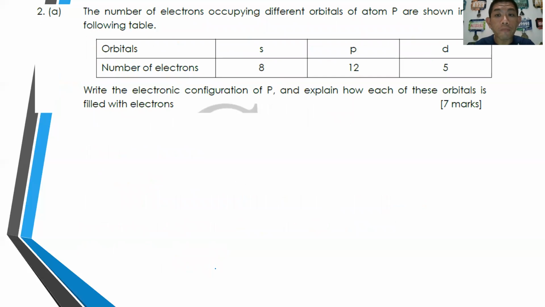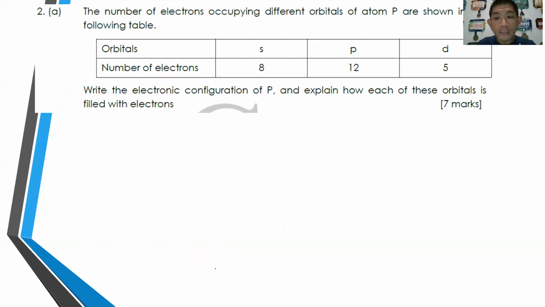The number of electrons occupying different orbitals of atom P are shown in the table below. So you have S orbital has 8 electrons, P orbital has 12 electrons, D orbital has 5 electrons. Write the electronic configuration of P and explain how each of these orbitals is filled with electrons.